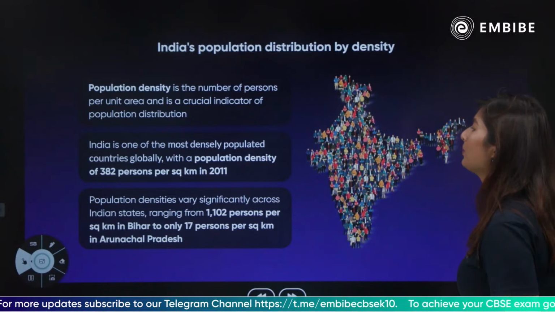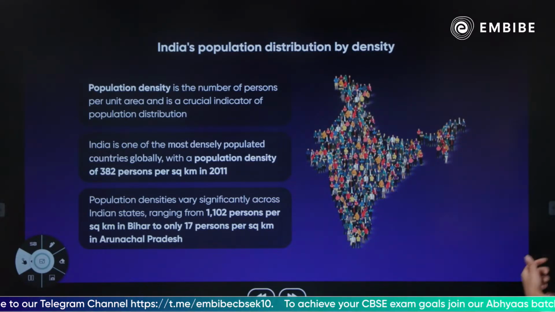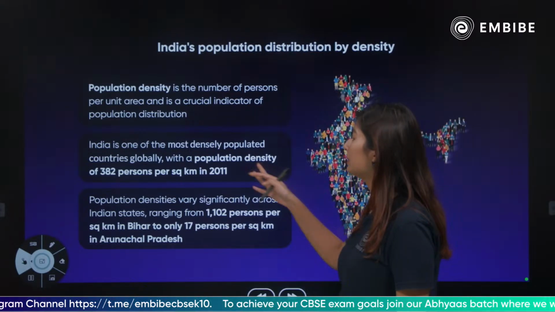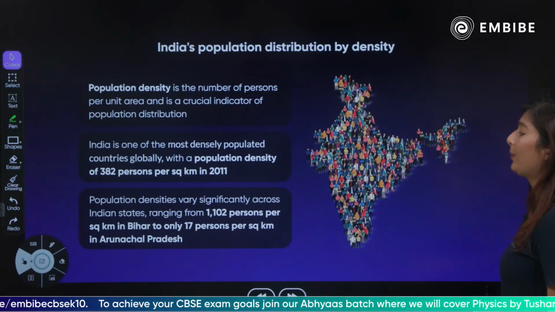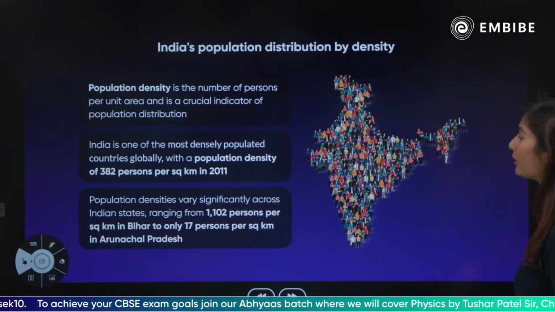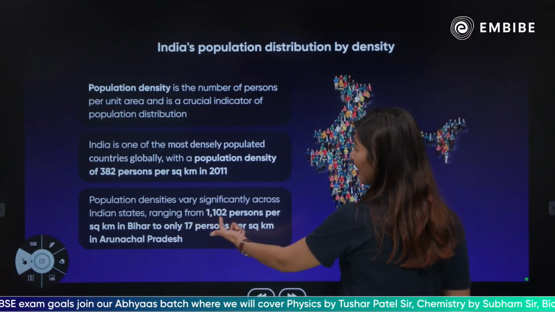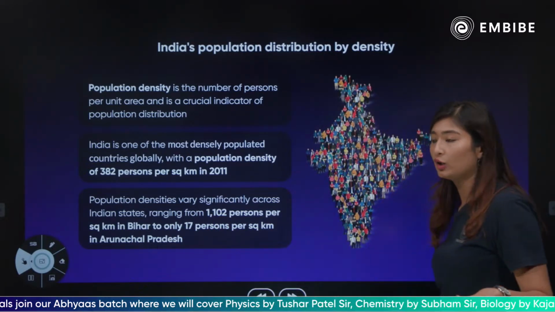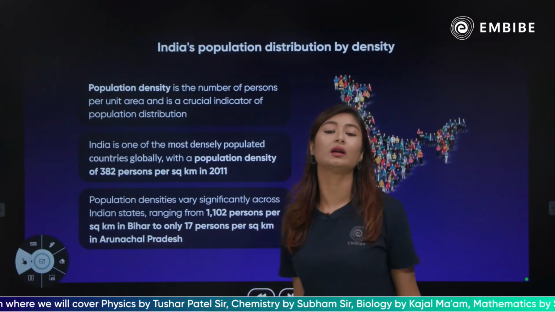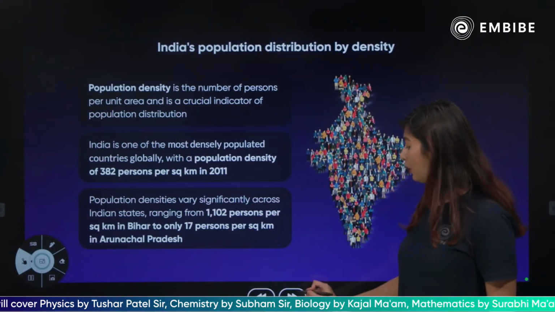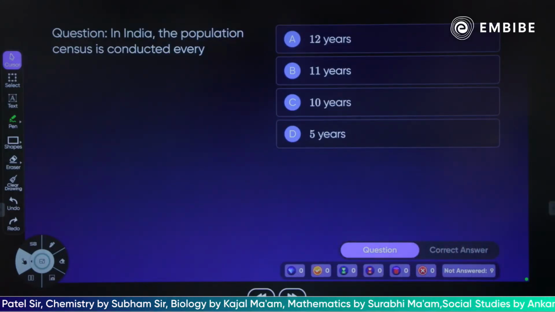So, India is one of the most densely populated countries with a population density of 382 persons per square kilometer in 2011. Other countries have it less than that. Population density varies significantly across Indian states. Jaise I told you, Bihar mein it's 1102 people per square kilometer, whereas there are just 17 people per square kilometer in Arunachal Pradesh. The number of people we see varies greatly from region to region.